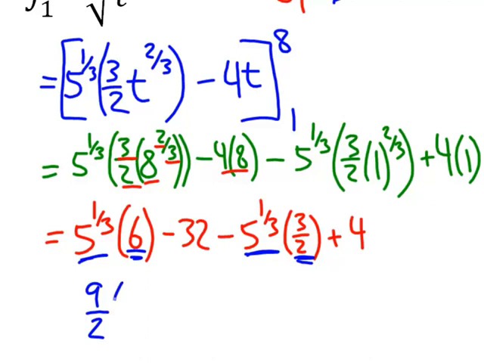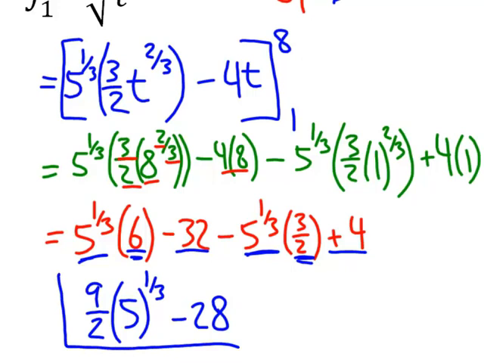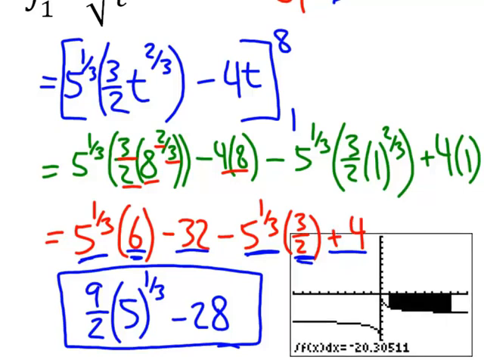And again, I'm just doing the mental math here. You do whatever you need to make sure you get a right answer. Minus 32 plus 4 is going to be minus 28. And again, it may bother the student, but you really can't do anything more than that. That is our final answer. If I were to check that via calculator, I would get this.